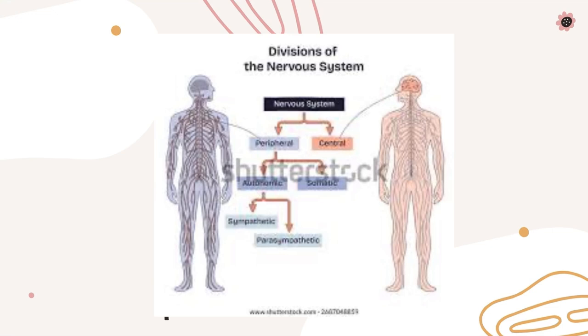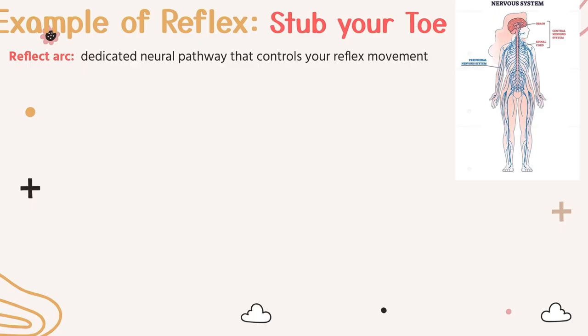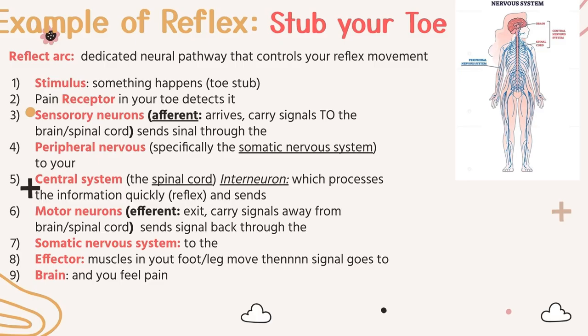So now we're going to be moving on to reflexes. An example of a reflex is if you stub your toe. The reflex arc is a dedicated neural pathway that controls your reflex movements. First is a stimulus. Something happens, like you stub your toe. The pain receptor in your toe detects it.